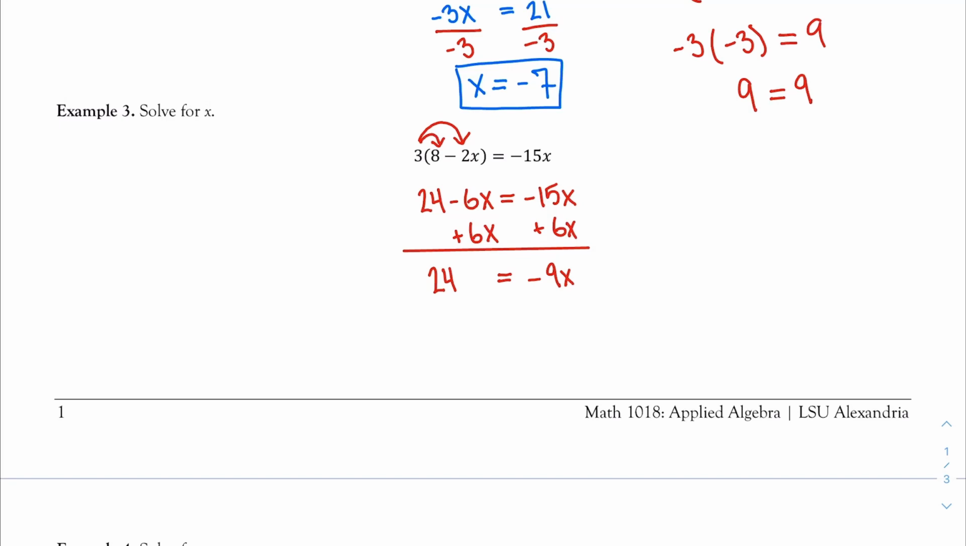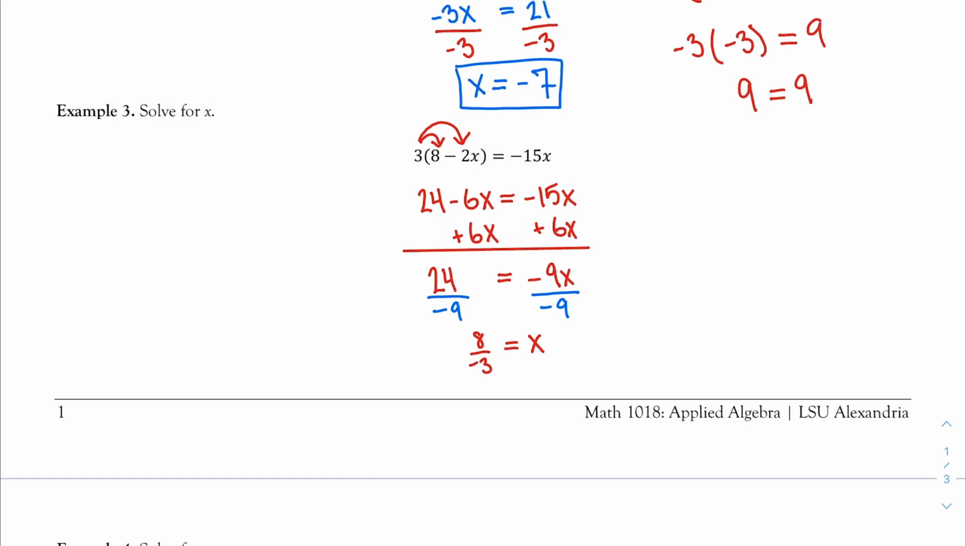Continuing my same pattern, I'm going to go ahead and divide by the coefficient, -9. And then I'm left with, on the right, x, and then equals. And on the left, I have 24 over -9. Well, this actually simplifies down a little bit. I notice because, well, 3 goes into 24, and 3 goes into 9. So, if I reduce this term 24 over -9 by a factor of 3, I actually get 8 over -3.